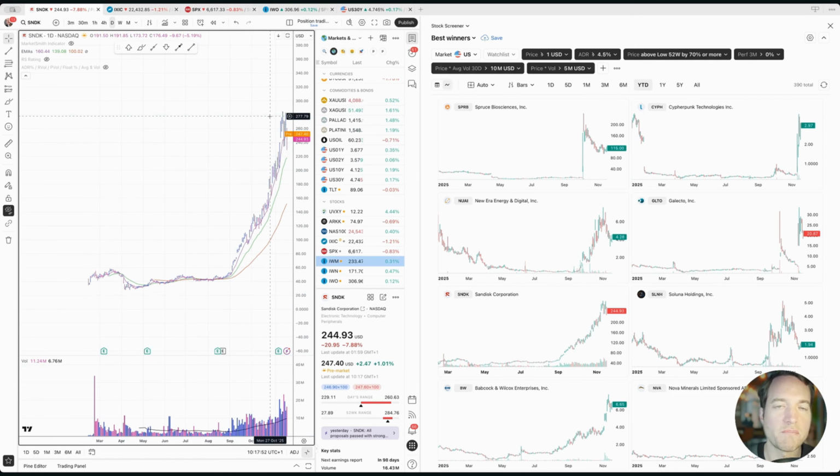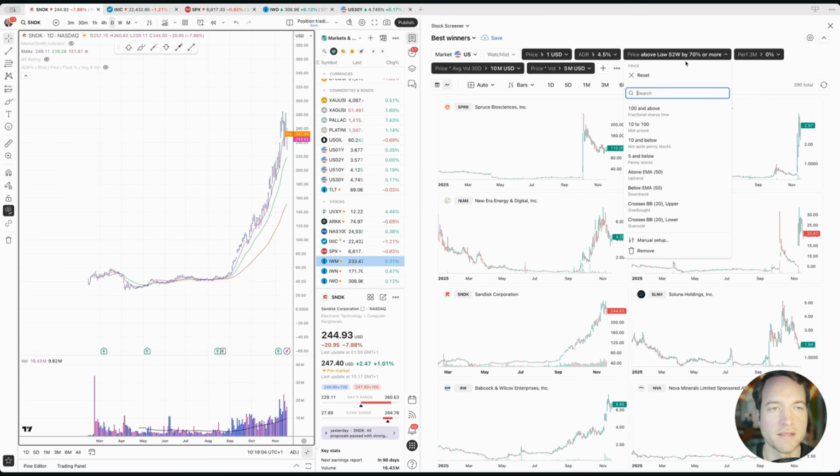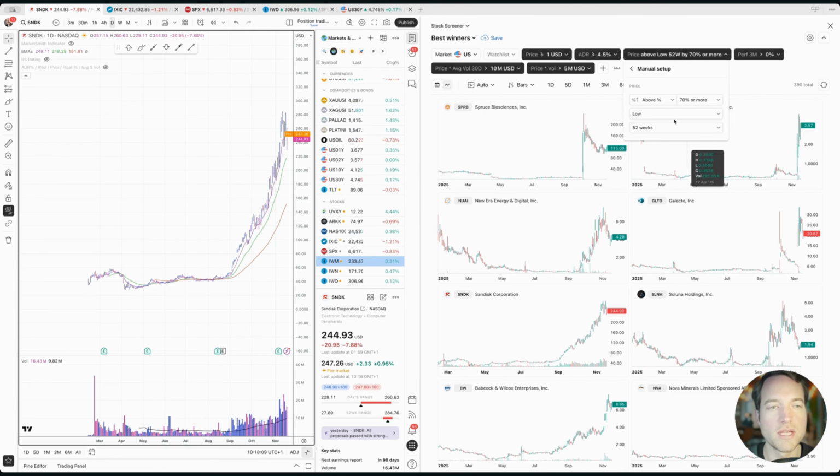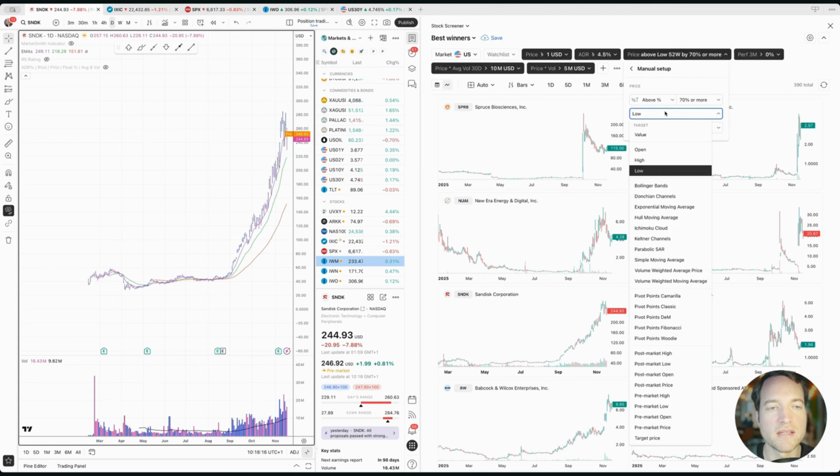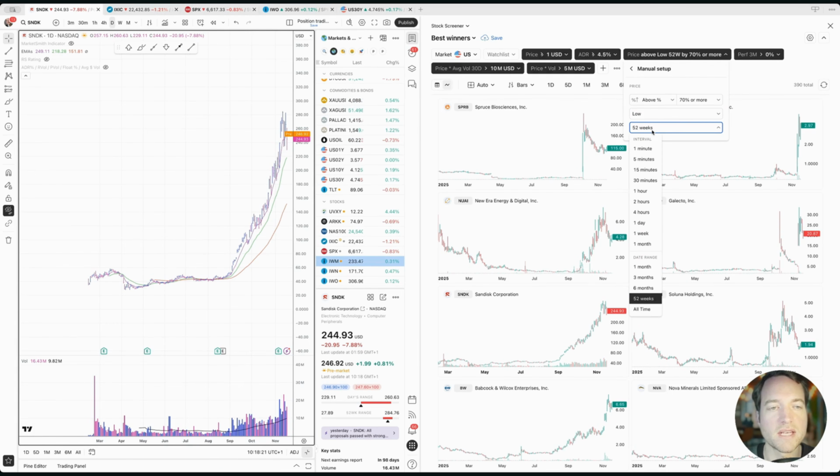I did a lot of backtests with that, and 70% is a great value for more fast-moving stocks. If you trade more slow-moving stocks, you maybe want to put that down to, let's say, 50%. To create that, you need the price filter, and then you go into the manual setup, and then you can say percentage above 70% or more, and then you can select here above the low, and then you can select the time frame 52 weeks.